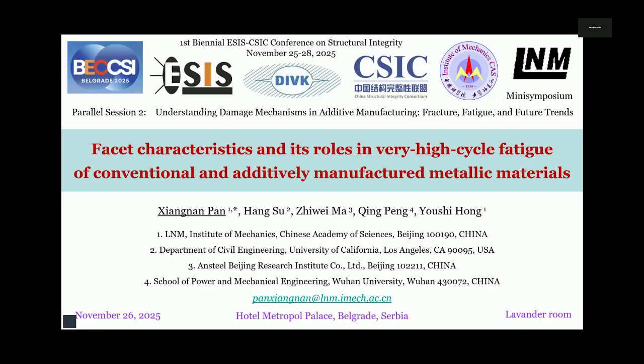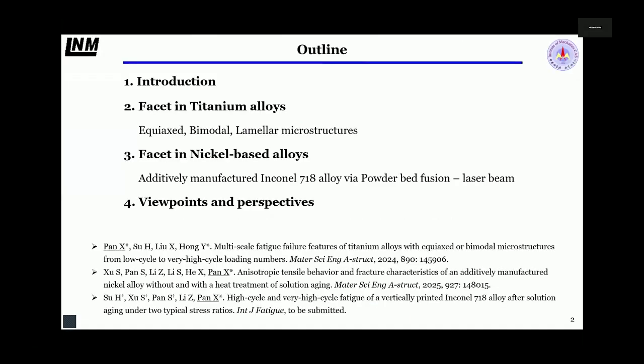Now, the previous title is still ongoing, so I changed the title to "Facet characteristics in very high cycle fatigue, comparing conventional and additively manufactured materials." This is the outline. One point is the facet in titanium alloy, and the other is the facet in nickel-based alloy. Some of these results have been published in MSEA, and one is being prepared for submission to IJFatigue.